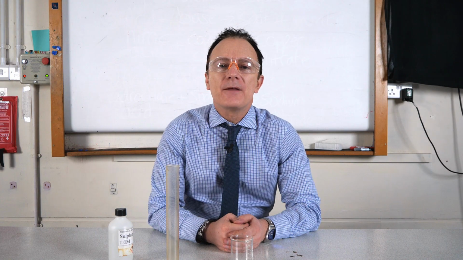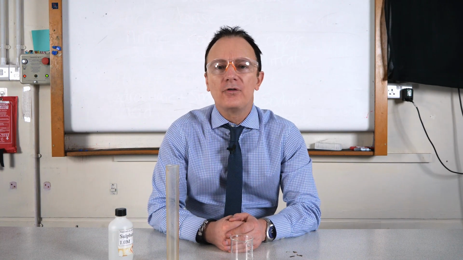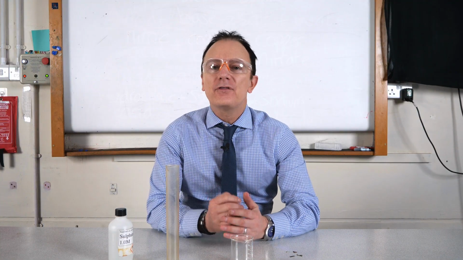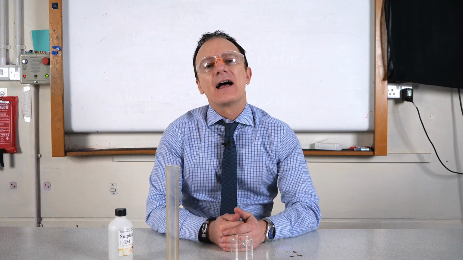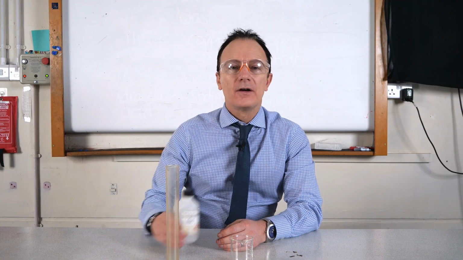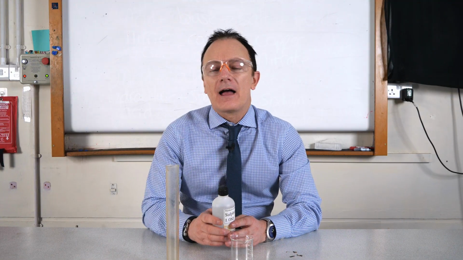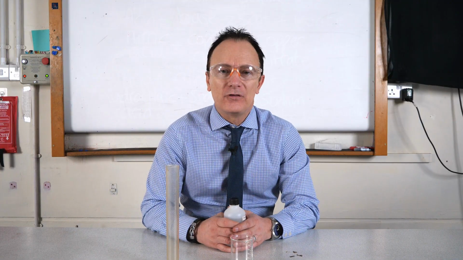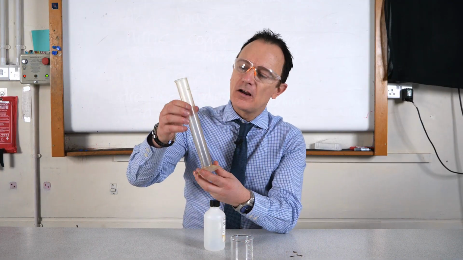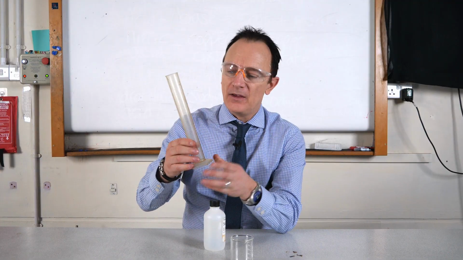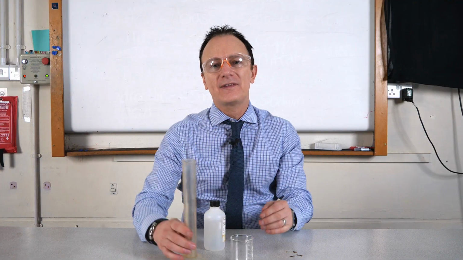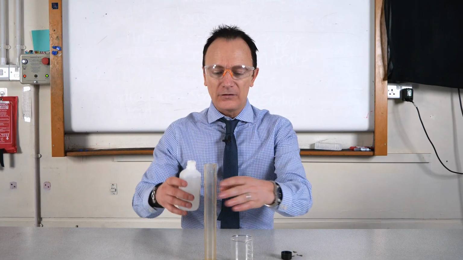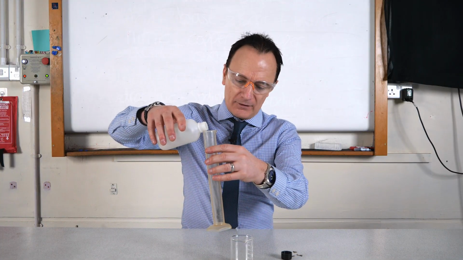So imagine the required practical wants you to make some copper sulfate crystals using an acid and a base. Well, first of all, we need to choose the right acid, and to make copper sulfate we're going to need sulfuric acid. And the first thing you need to mention in your answer is the quantities of the chemicals you're going to use. So a measuring cylinder goes up to 100 centimeters cubed, so anything like 25 or 50 would be a sensible amount.